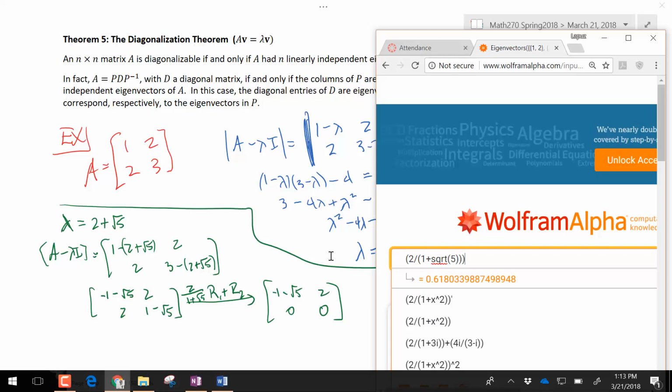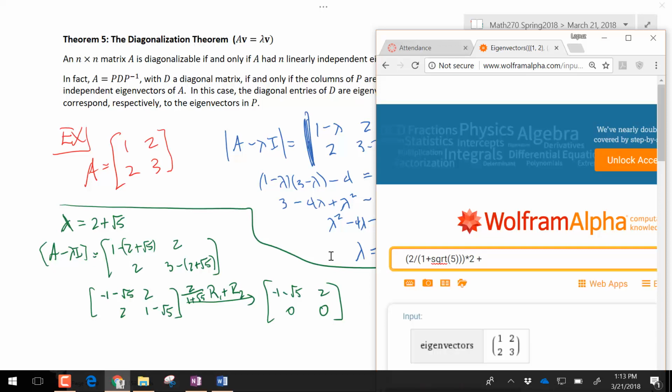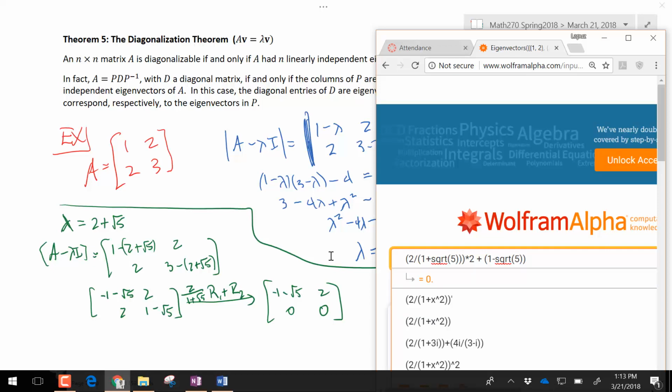Times 2. And then we want to add it to the bottom row in the second column. And that would be 1 minus square root of 5. And hopefully this is equal to 0. Oh, yeah, it's equal to 0.